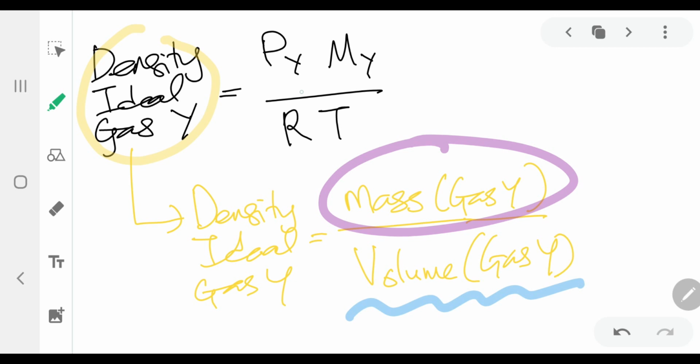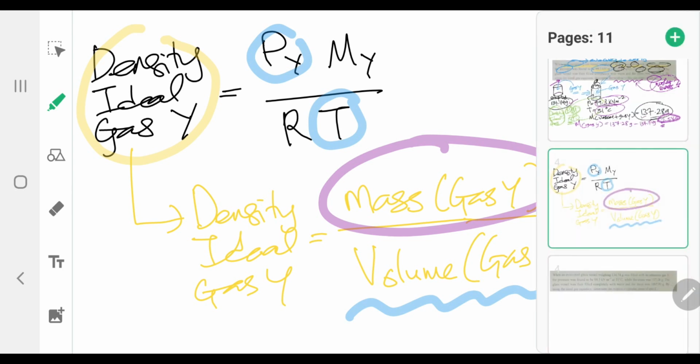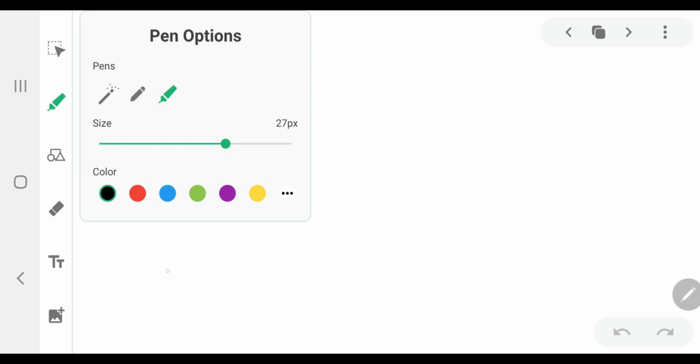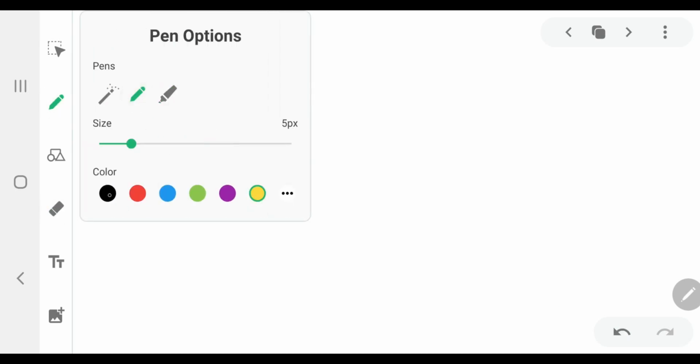So I'm going to put all the values inside so that you can visualize this better. Okay, we have the pressure just now. We're going to convert that. And then we have temperature. We're also going to convert that later on. Then we can put that in. So if we plug in all the other values, we know that the density just now is mass of gas Y over volume of gas Y equals pressure of gas Y times molar mass of gas Y over RT.